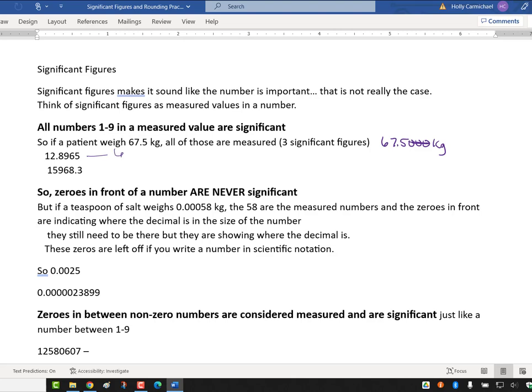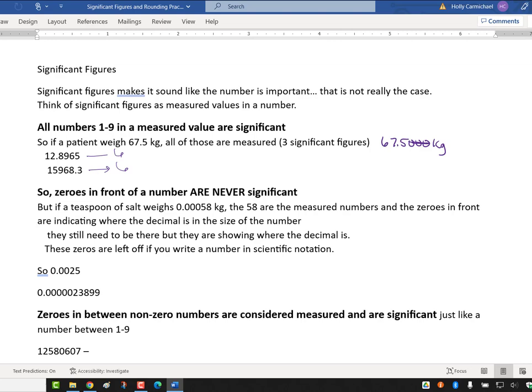So that would give me 6. With 15,968.3, I measured down to the nearest 1/10 of a decimal place, but all of those are non-zero numbers. And so that's also going to have 6 significant figures. So it's really just the zeros that are the challenge.